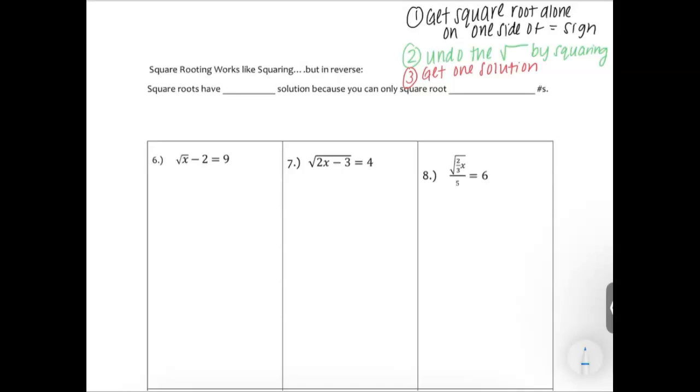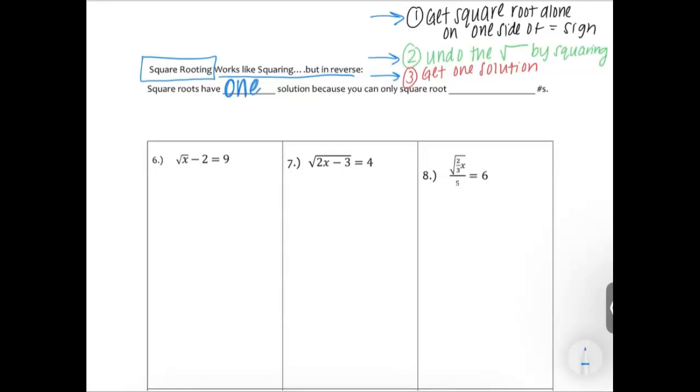Alright, our final three problems are actually the reverse. What happens if we square root? Well, it works like squaring, but in reverse. So we want to get the square root alone on one side of the equal sign. Then if we said earlier that squaring and square rooting undo each other, well, you undo the square root by squaring then. And notice this time you only get one solution.